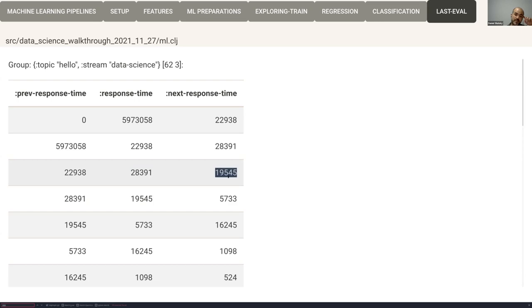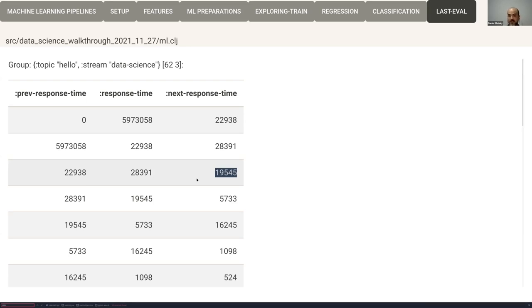This next response time is special because it is looking into the future, right? This number wasn't known when this message was sent. It will be known in the future, when the next message will be sent here. So that is the thing we want to predict, right? And the other columns are things which are known when the message is sent. So we can use them for prediction, right?